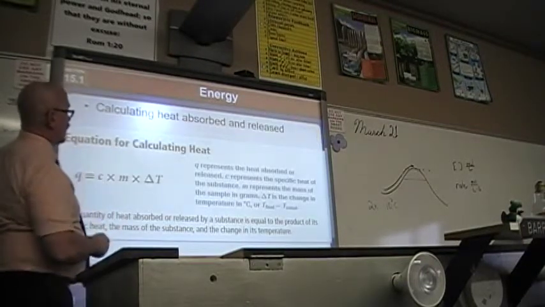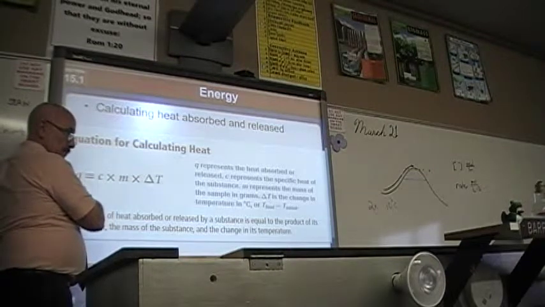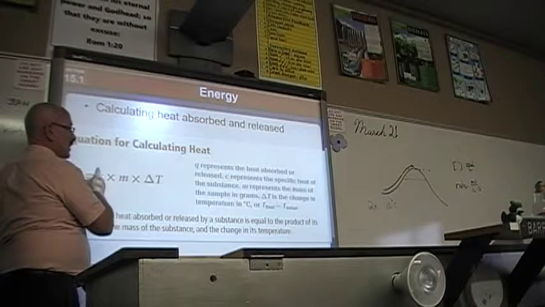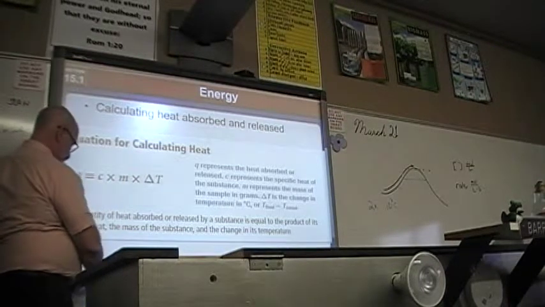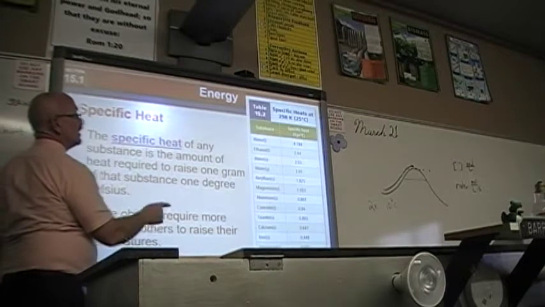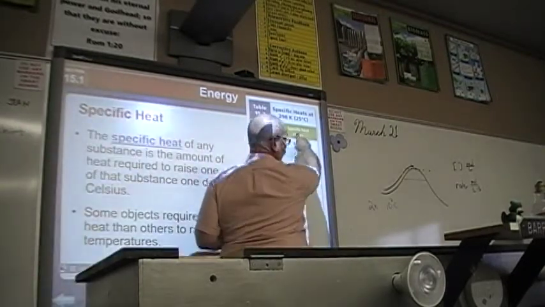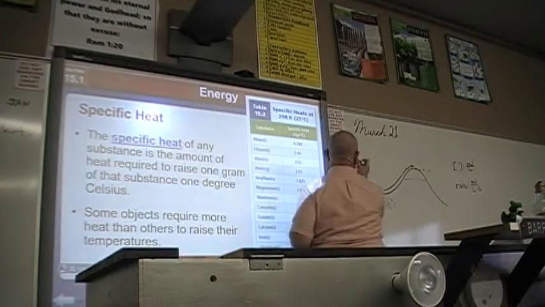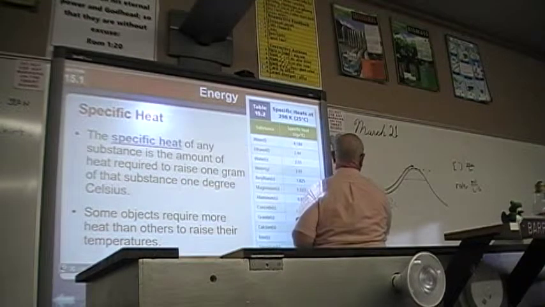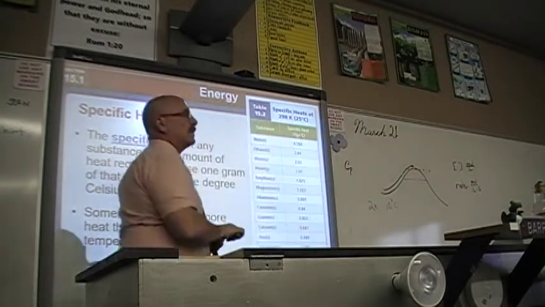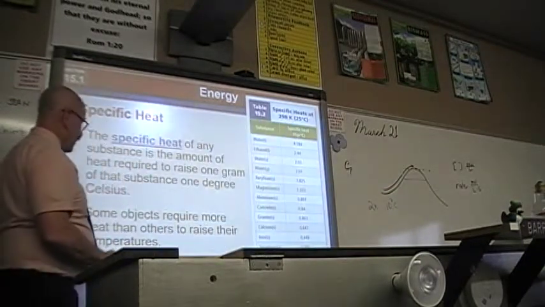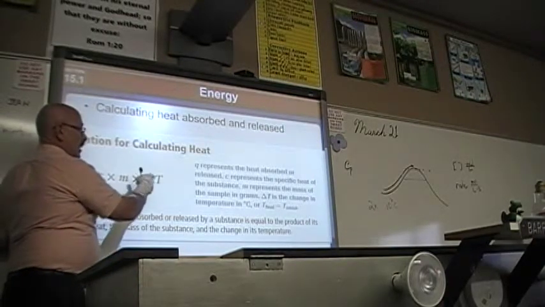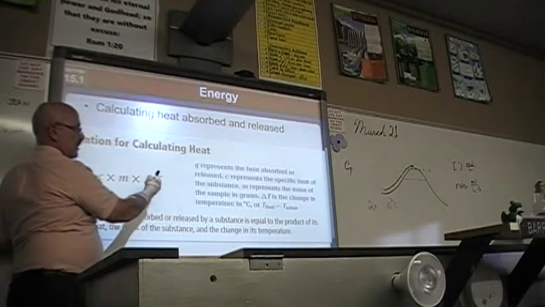Here's the formula for specific heat. Q, amount of heat transferred, equals C. This C is this number back here. So C is specific heat. Now when I learned it, we used to call it C sub P. I don't know why, but C is not the speed of light here, it's specific heat. Times the mass in grams, times the delta T, or change in temperature in Celsius.